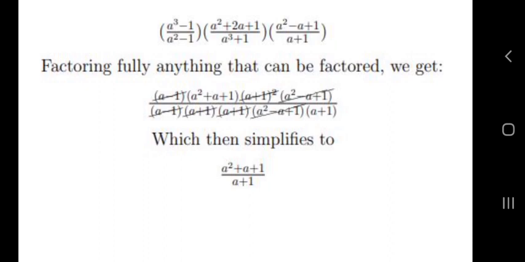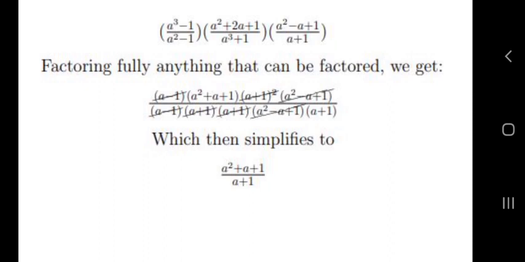And then we have a cubed plus 1 in the bottom. So that is a sum of cubes. So we have a cubed plus 1 cubed. Okay, so we're going to have a plus 1 times a squared minus a plus 1. That's how that's going to factor. And then, of course, we have an extra factor of a plus 1 on the bottom from that third fraction.